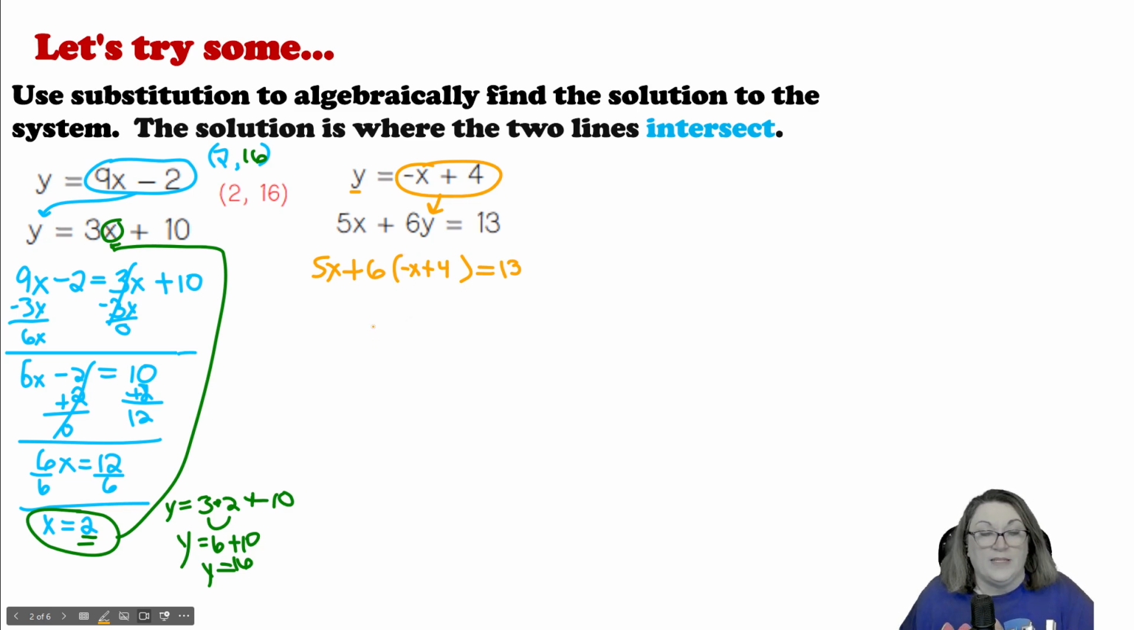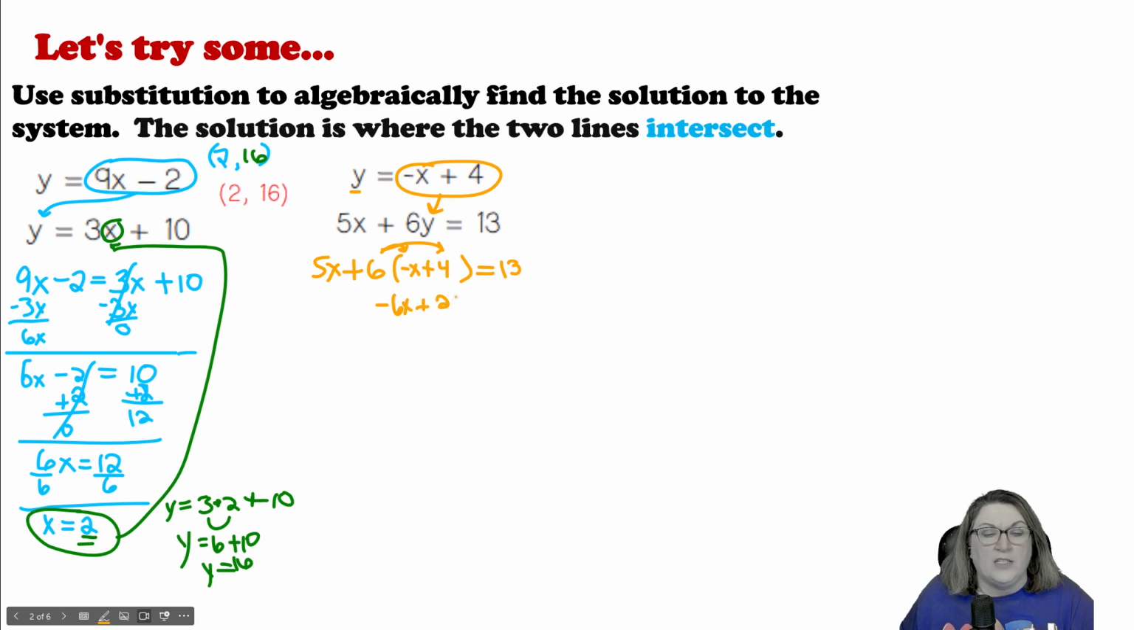Now this time when I solve the equation using my DCMAM steps, the distributive property is in the problem. So I do need to distribute the 6 to the negative 1x. That's going to give me negative 6x. Again, this negative x is really negative 1x. There is a 1 there, they just don't write it. It's an invisible one. 6 times 4 here is 24, positive 24.